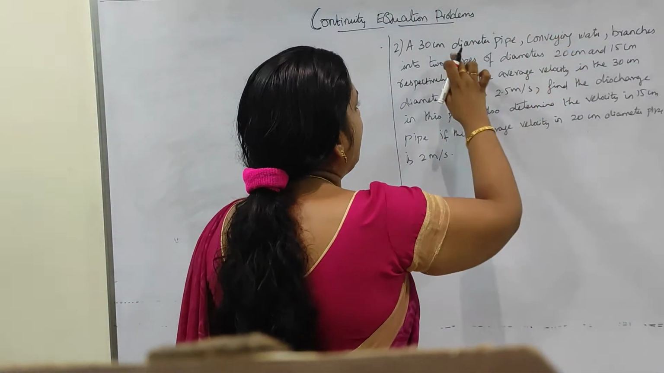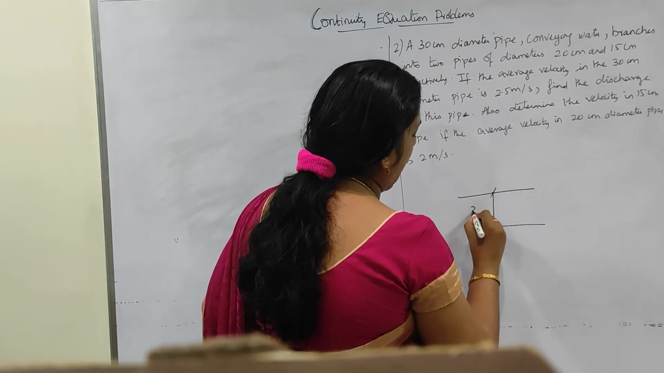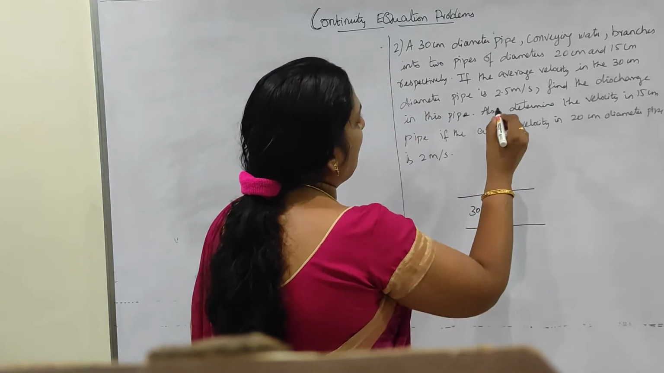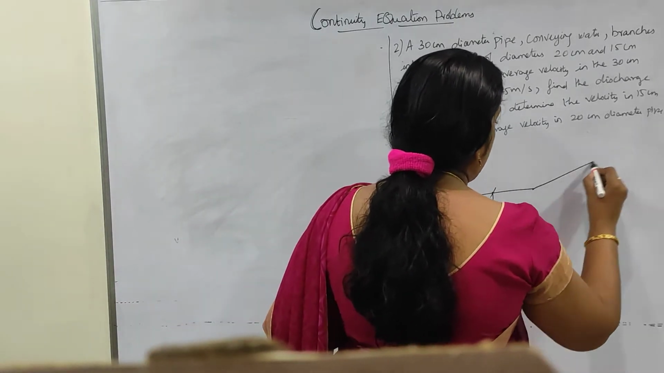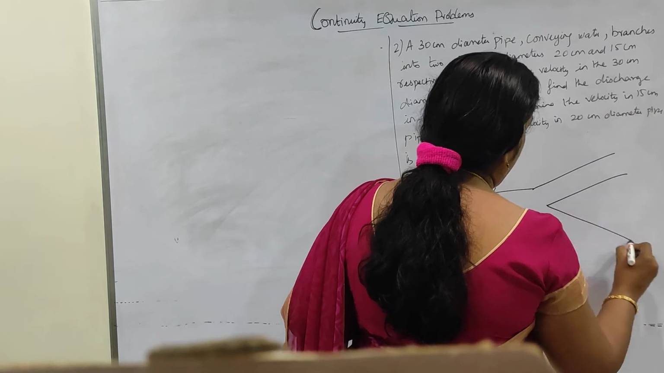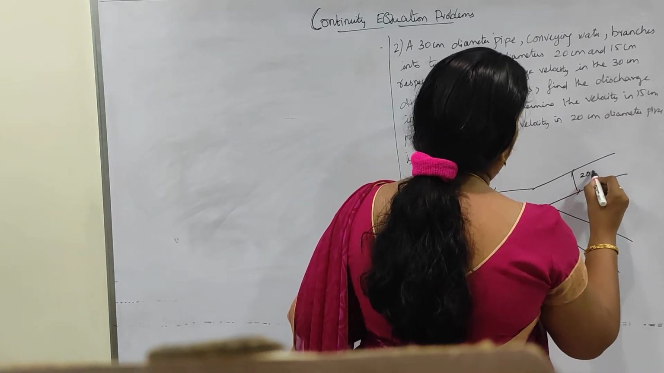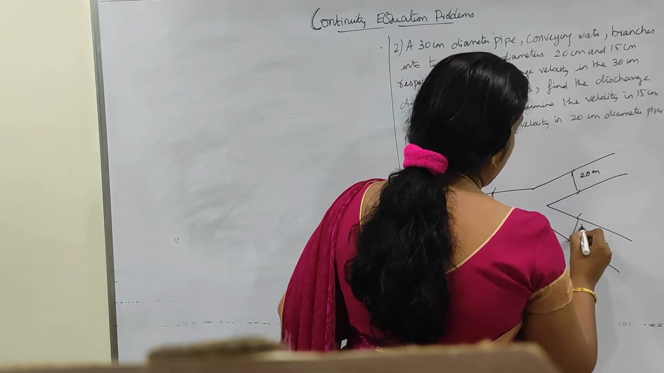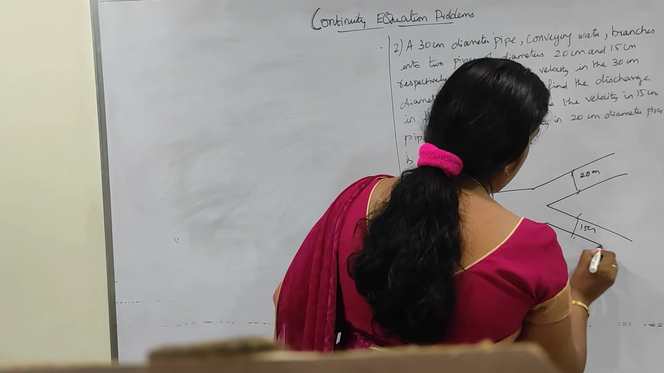Here a 30 centimeter diameter pipe, so this is my 30 centimeter diameter pipe, conveying water, branches into two pipes of diameters. So it is being cut into two pipes. One pipe diameter is 20 centimeter and the other pipe diameter is 15 centimeter. When you draw them respectively, the small one will be the 15 centimeter.